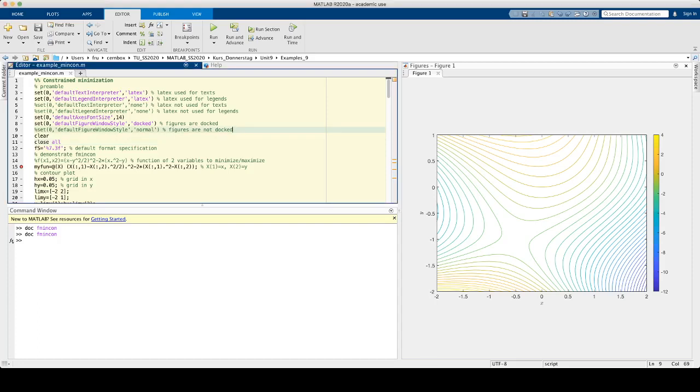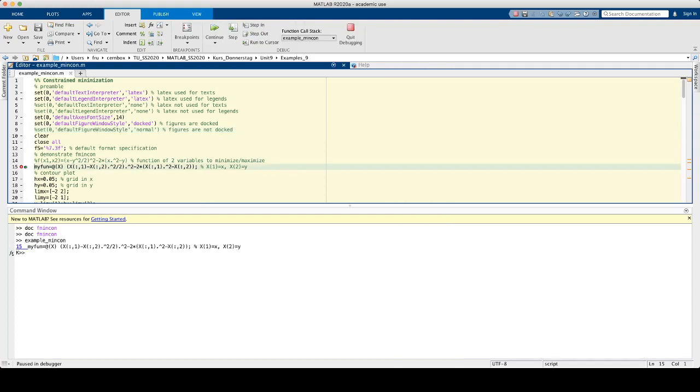In this video I talk about constrained minimization of a function. The video is based on the example script example_min_con. I will skip over the usual preamble. You know it already from previous videos, so I go directly to line 15, which is the definition of the function handle.